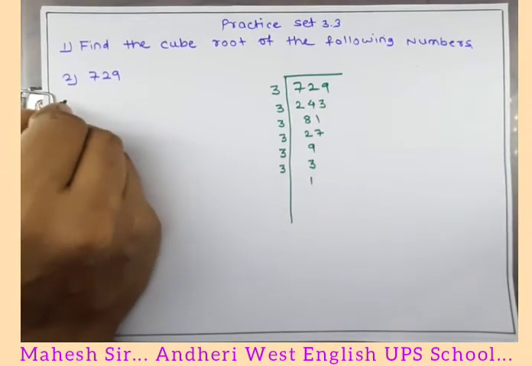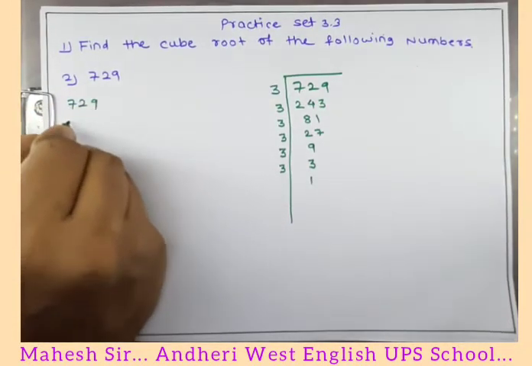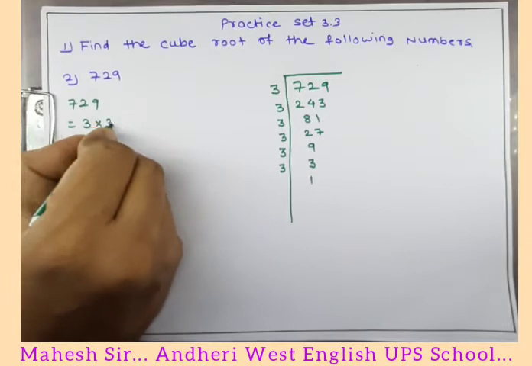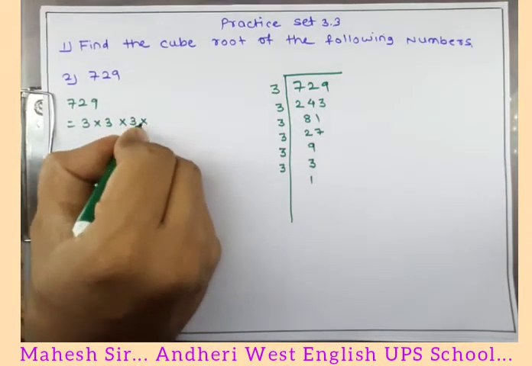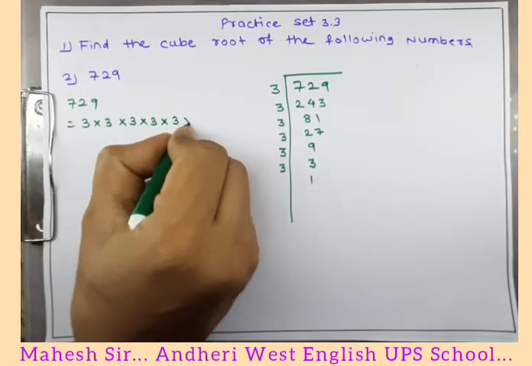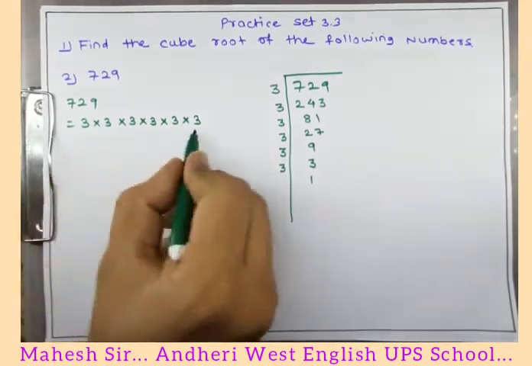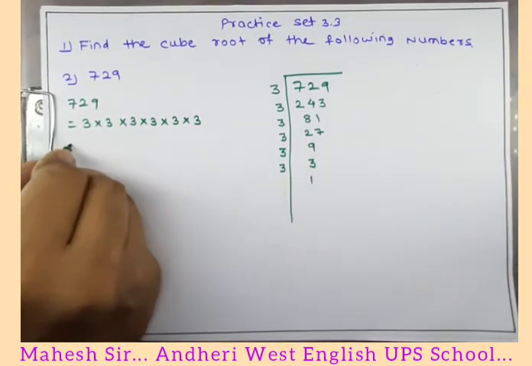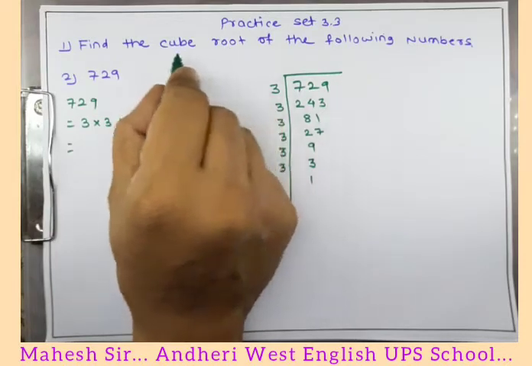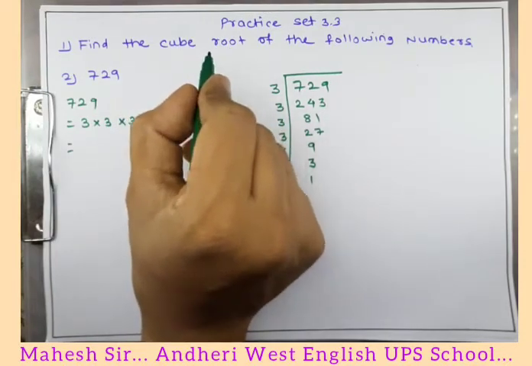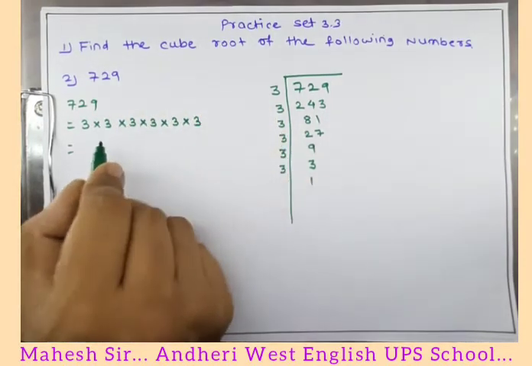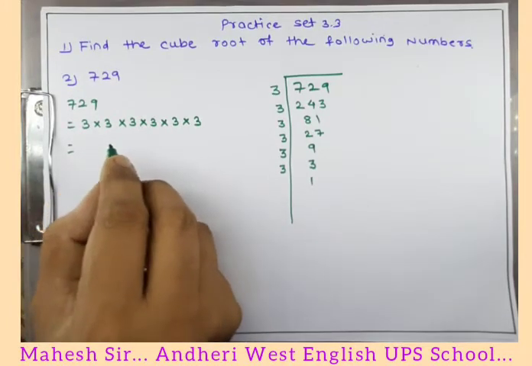So I will write that 729 is equal to 3 multiplied by 3 multiplied by 3 multiplied by 3 multiplied by 3 multiplied by 3. 6 times I have written. So here we are finding the cube root, which means we have to make 3 groups. Here all the numbers are similar, and we have to make 3 groups.